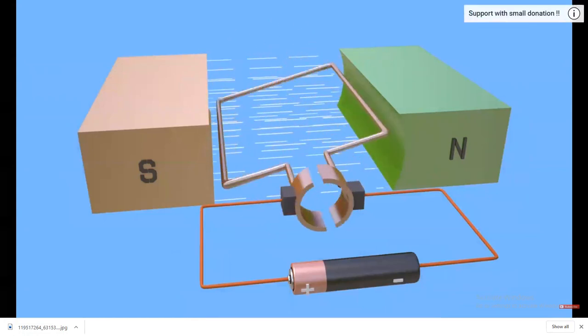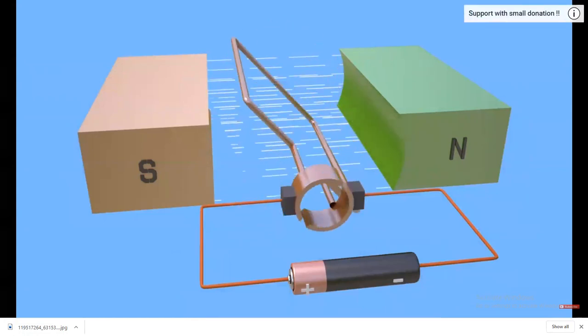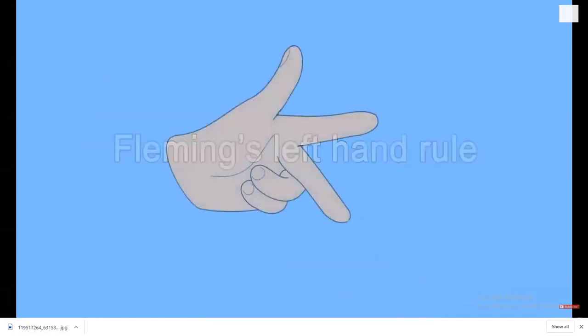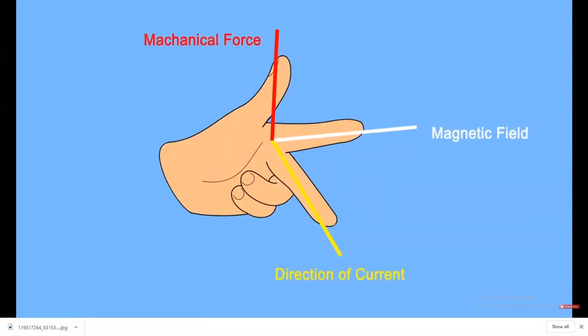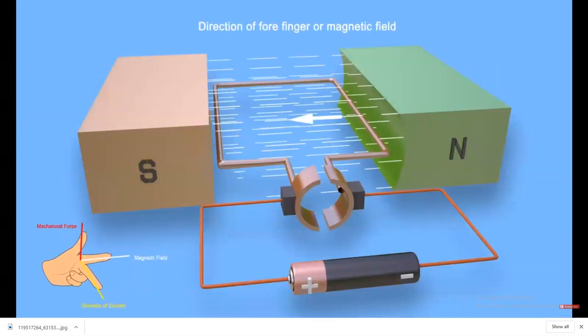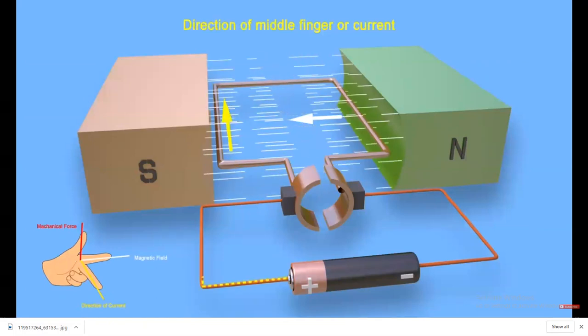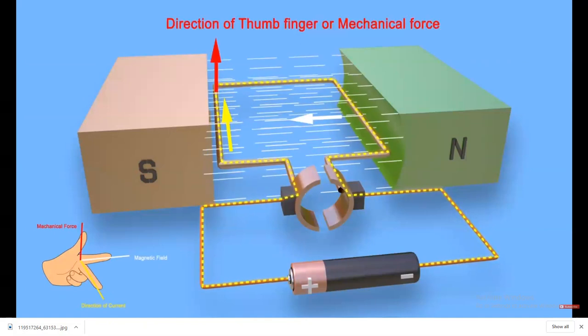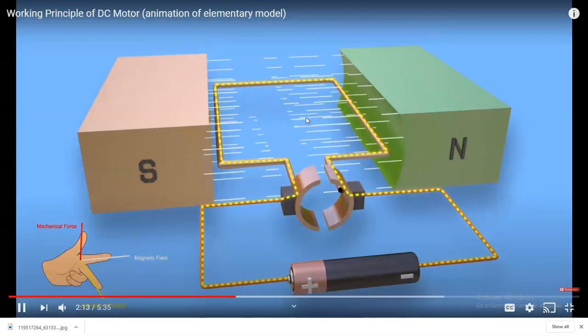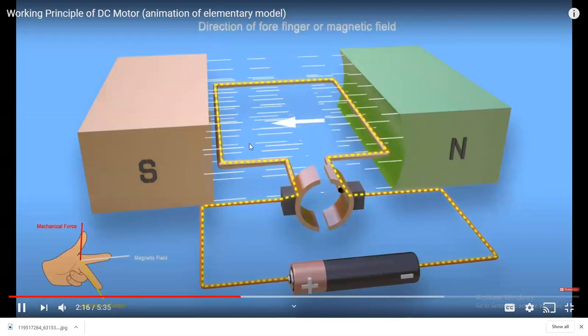The direction of mechanical force can be easily determined by applying Fleming's left hand rule. To do this, spread out your left thumb, forefinger, and second finger so they are all at 90 degrees to one another. With that, if the forefinger is aligned along the direction of the magnetic field from the north pole to the south pole, and the second finger is aligned along the direction of the current in the left side conductor, then the thumb indicates the direction of mechanical force.